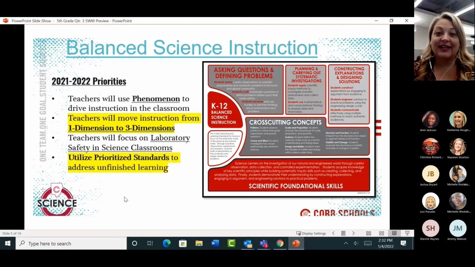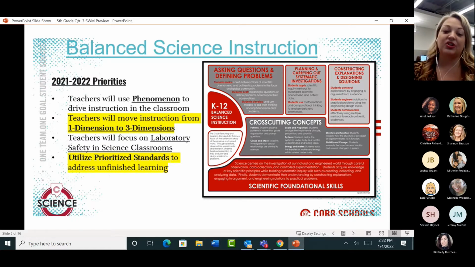Our balanced science instructional document can be found on our academic website, and this is the document. You'll see that all 4 core subjects have a balanced instruction document, and this is just how we are promoting the instruction of science in Cobb. We're going to give our students a 3-dimensional approach to science. We want to move instruction away from one dimension, that sit and get textbook only kind of science instruction, to utilizing the 3 dimensions of science learning.